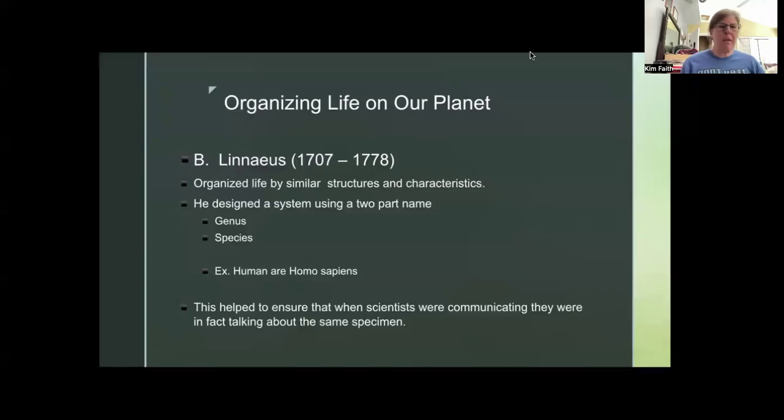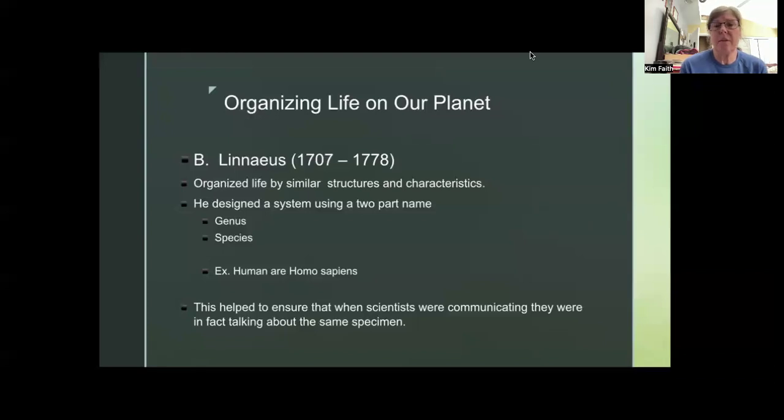Hello, so we are back to Unit 1, Part B, and this has to do with how life has been organized on our planet. And again, I'm trying to do this from a point of view of going back in time and going towards today. So back in 1707 and 1778, we had Linnaeus, and he organized life according to similar structures and characteristics.